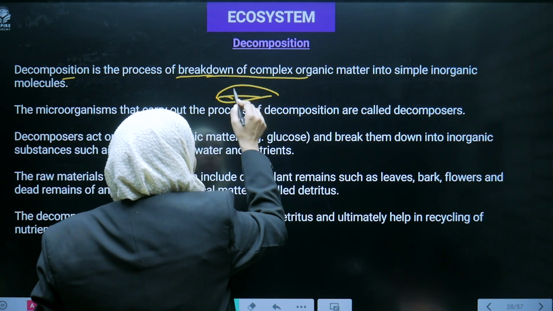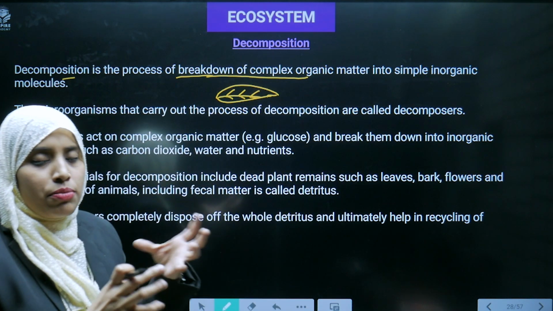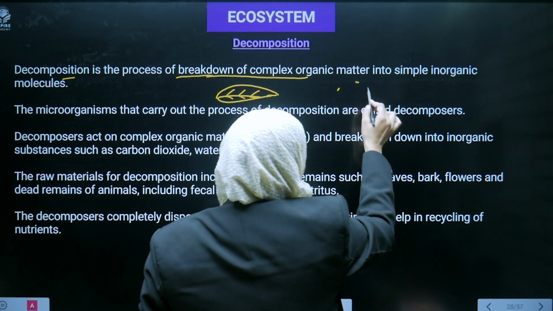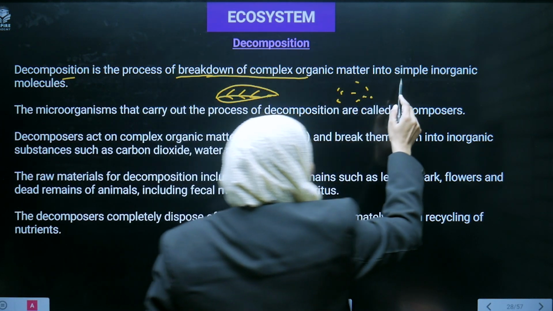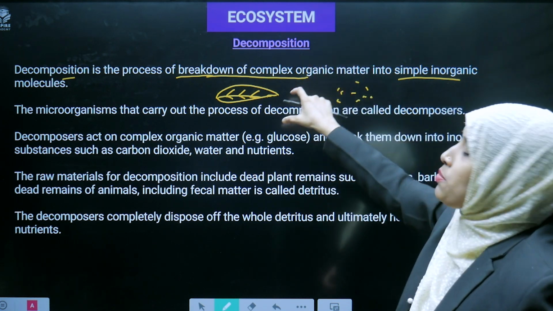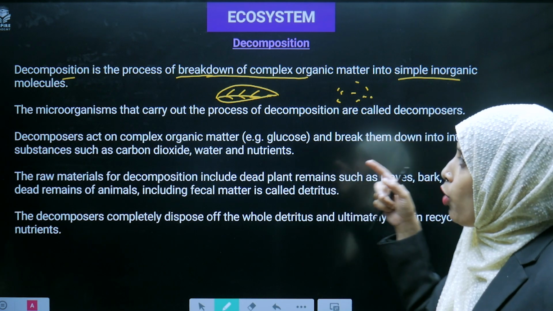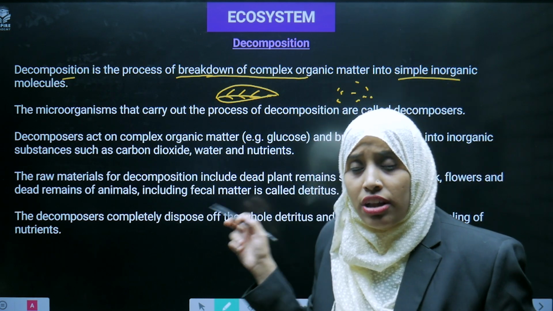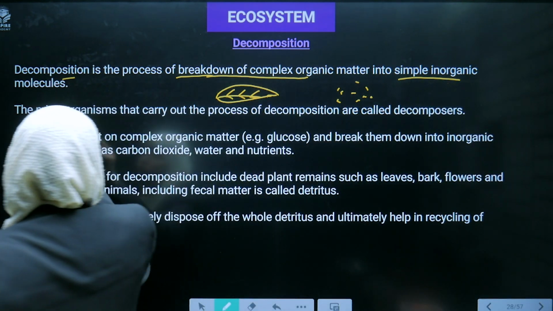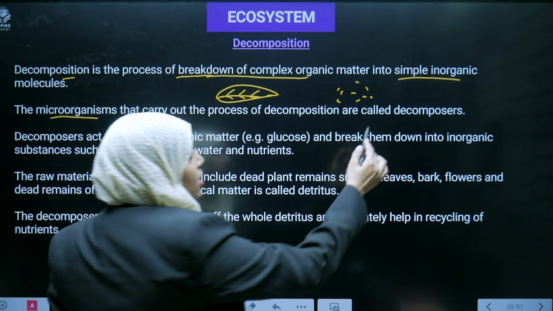Okay. So, big leaves, after being acted on by decomposers, will be converted into smaller fragments. So, simple inorganic molecules may be formed. The breakdown of complex organic material into simple inorganic molecules, that is the decomposition. That process is decomposition. Or who is doing this? The microorganisms. Those who carry out this process of decomposition are known as decomposers.